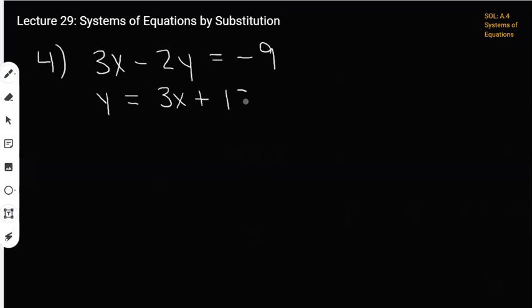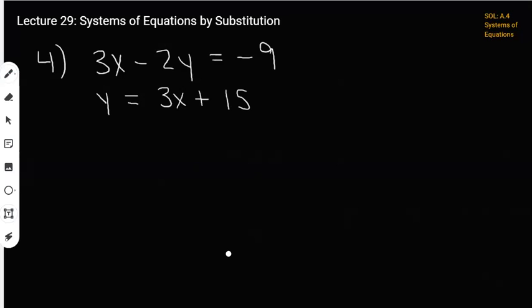So number 4 gives me two equations, just like the last one. 3x minus 2y is equal to negative 9. And then the bottom equation that they give me is y equals 3x plus 15.